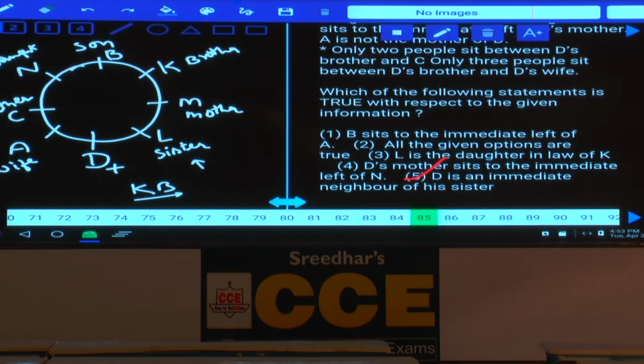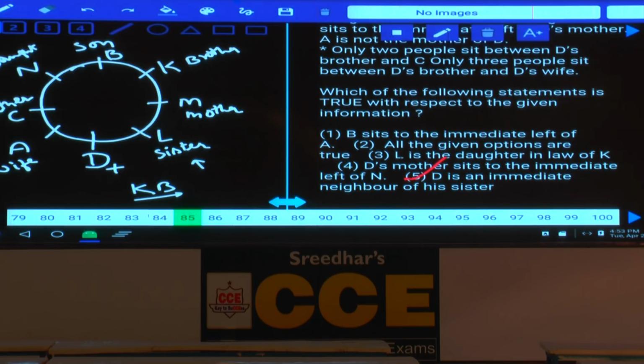Done with this? Now this is about question numbers 81 to 85. Then 86 to 90, coding and decoding, anyone please? 86 to 90. Shall I explain this one? 86 to 90, anyone please?